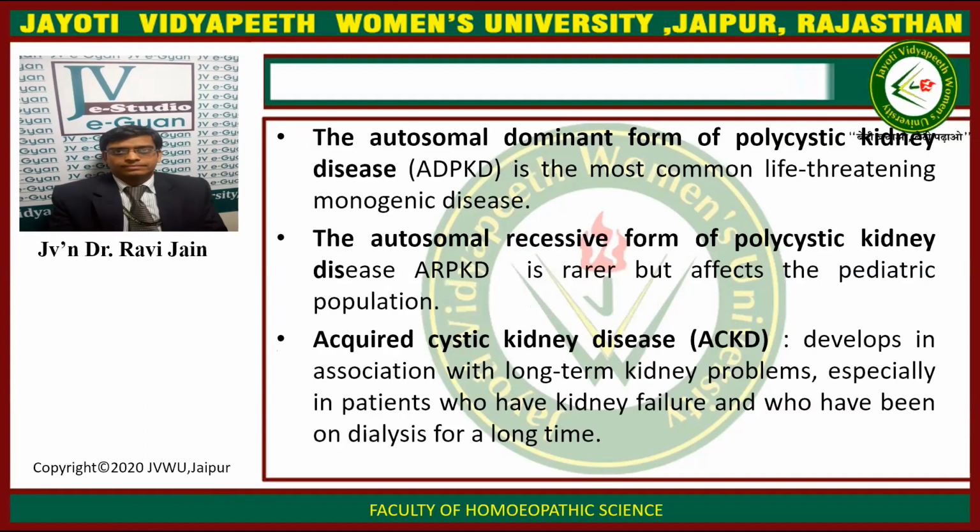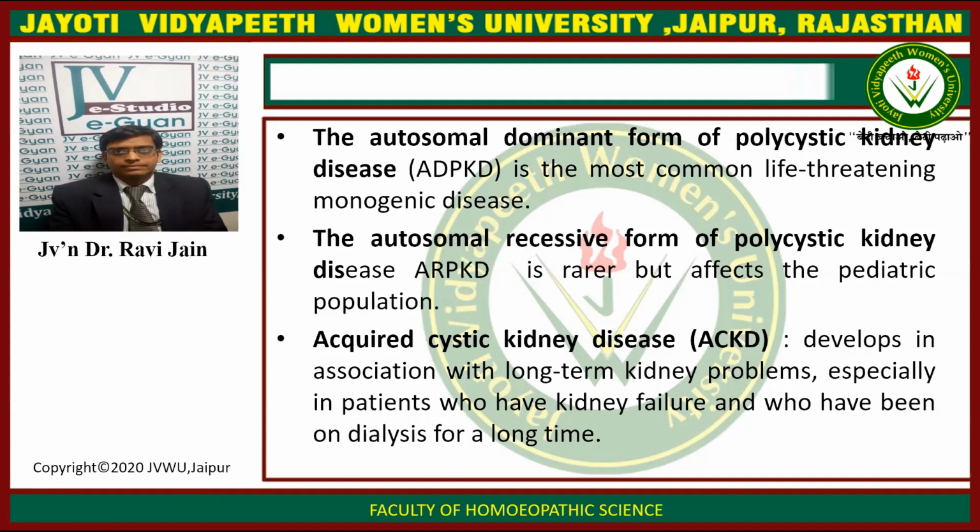The autosomal dominant form of polycystic kidney disease is the most common life-threatening monogenic disease. The autosomal recessive form, ARPKD, is rarer, but it affects the pediatric population. Why is it rare? Because the children who are affected with it do not grow older to become adults.